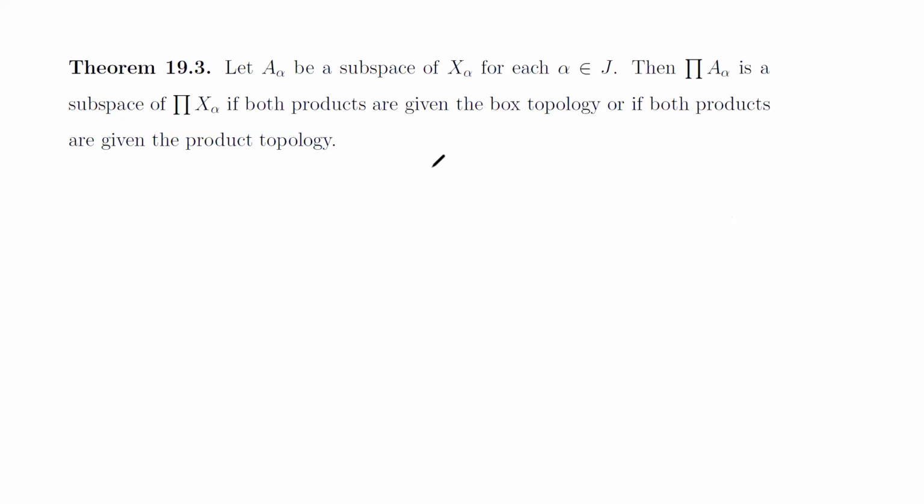But for the remaining indices, when alpha is not in the indices, we can have U alpha equal to X alpha. The subspace of A alpha is A alpha itself, because A alpha intersects with X alpha, right? So it can also work for an infinite number.